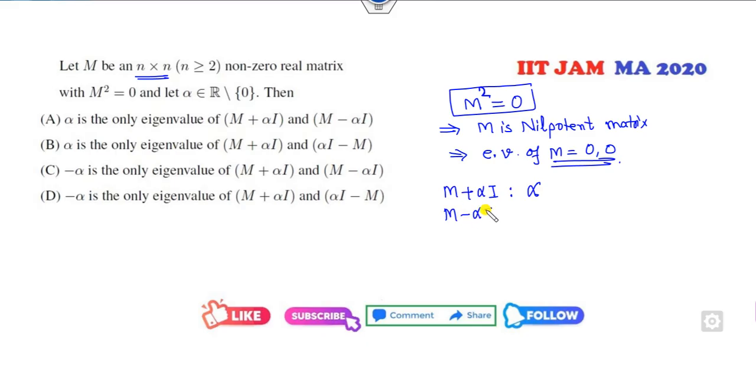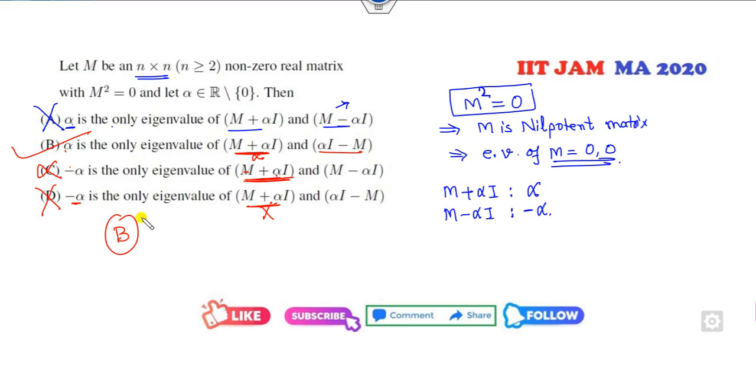What is the eigenvalue of M minus alpha I? So minus alpha. Alpha is the eigenvalue of this and this. That's the wrong option because it has a minus alpha eigenvalue. Alpha is the eigenvalue of this. What is the eigenvalue of this? Alpha. It also has alpha. Minus alpha is the eigenvalue of this. That's the wrong option because M has a 0 eigenvalue. So this has a plus alpha, but he said minus alpha. That's the wrong option because it has a plus alpha. So this option is also cancelled. B is my right answer.